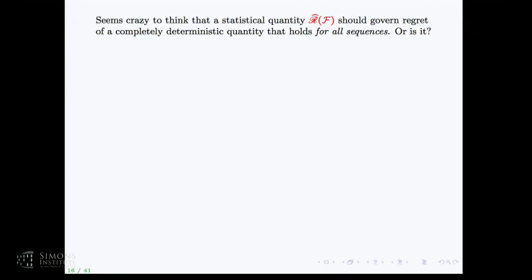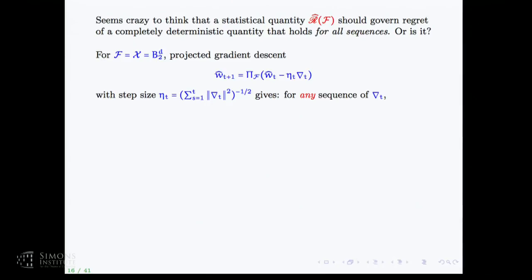Or is it? So let me give you an example where, in fact, we know that it is true. So consider again the set F from which the W's come, equal to the set X from which the covariates come. That's the unit Euclidean ball, and consider projected gradient descent. The only thing that we're going to change is that the step size is this adaptive step size. It's 1/√ of the gradients that we've seen so far.